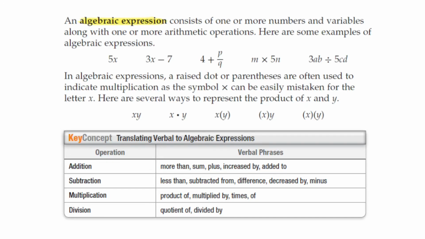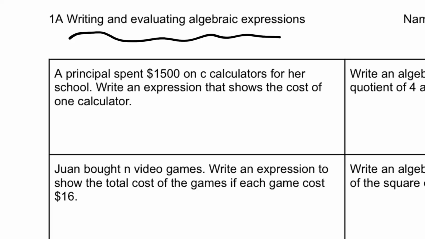First up, an algebraic expression consists of one or more numbers and variables along with one or more arithmetic operations. Could be 5x, 3x minus 7. Could just be a number, 25. We use these words for addition, subtraction, multiplication, and division. Make sure you especially know words like product and quotient as we translate words into expressions.